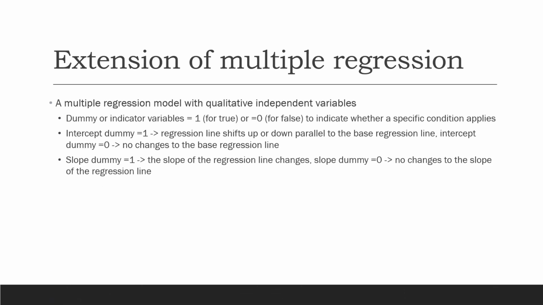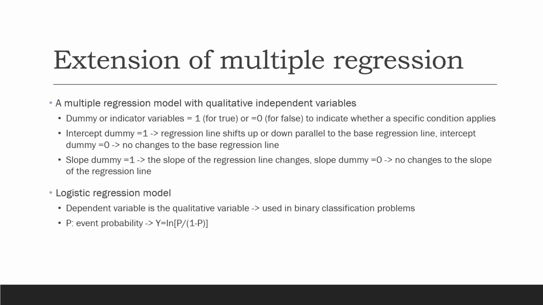Besides using multiple regression for quantitative data, we can also use it for qualitative data, and there are 2 different models that we can use. One is if the independent variable is a qualitative variable, we call it a dummy variable, and it can be used to test whether a specific condition applies. If the dependent variable is a qualitative variable, we can test if the data satisfy a particular condition or not.